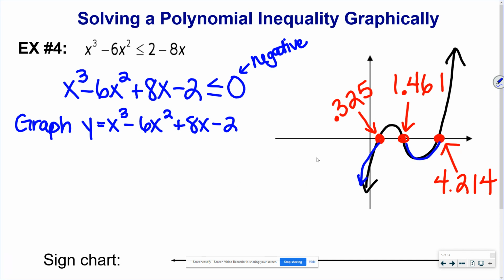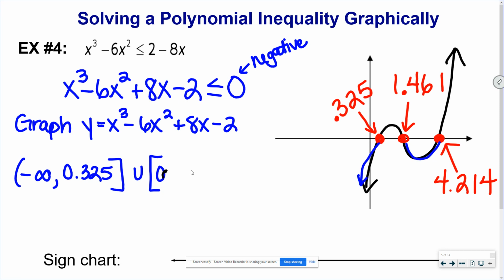When is it below the x-axis? And then you just turn it into a set of data. So this blue one here is below the x-axis from negative infinity up to 0.325. This does say when is it equal to 0, so we do want to include those endpoints in our solution set. And then it's under the x-axis again from 1.461 to 4.214. And again, we do want to include those in the solution set because it does say that anything where it's equal to 0 also counts.